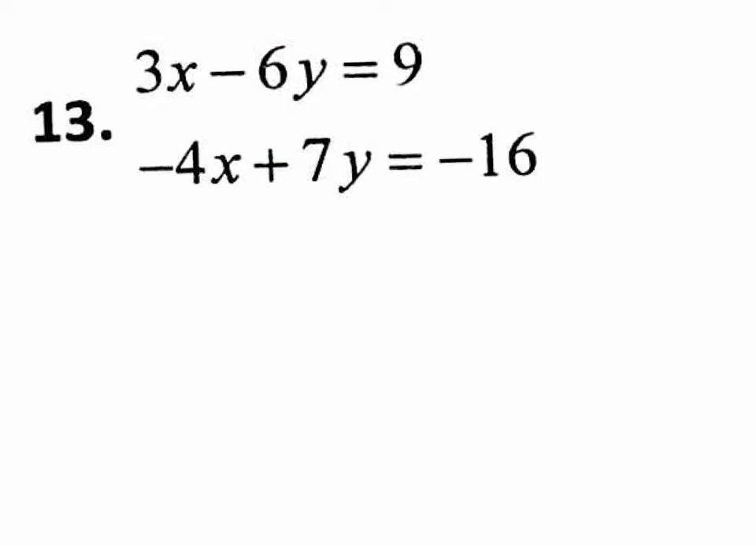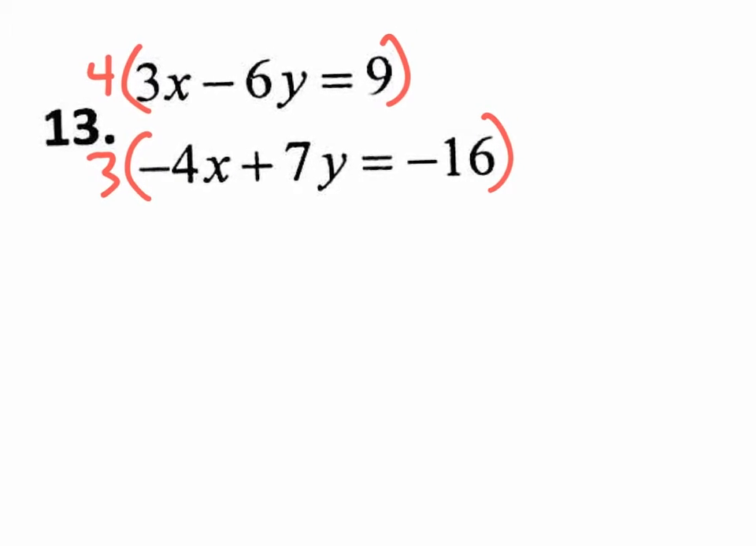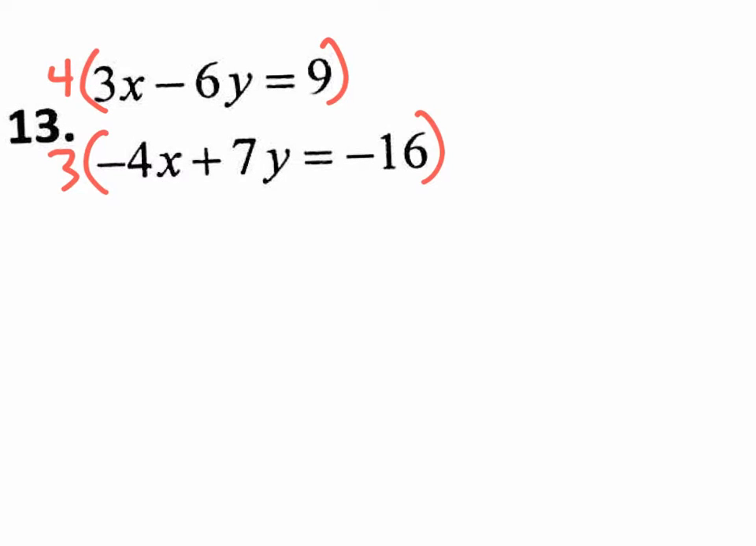I'm going to have to multiply the whole thing by 7 and the whole bottom one by 6. Wouldn't it be a little nicer to multiply smaller numbers like 3 and negative 4 instead of 6 and 7? So let's go with the x's, yeah? Let's cancel out x's by multiplying the top equation by positive 4 and multiplying the bottom equation by positive 3. So when we multiply the top equation by positive 4, we're going to end up with 12x minus 24y equals 36.